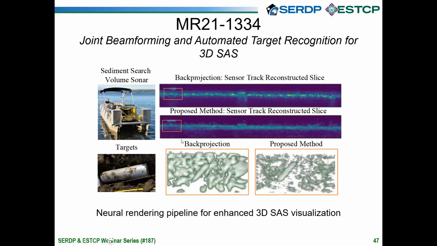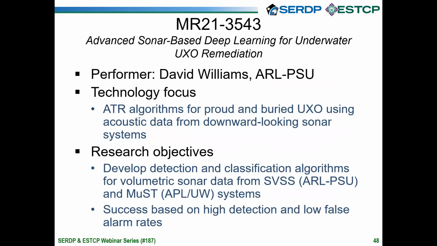Here, they show an example of a standard back projection reconstruction where we can see this cylindrical object called out in this position, and then their proposed method, which shows much tighter boundaries around the object. And so this neural rendering pipeline gives us a path towards potentially enhanced three-dimensional SAS visualization.